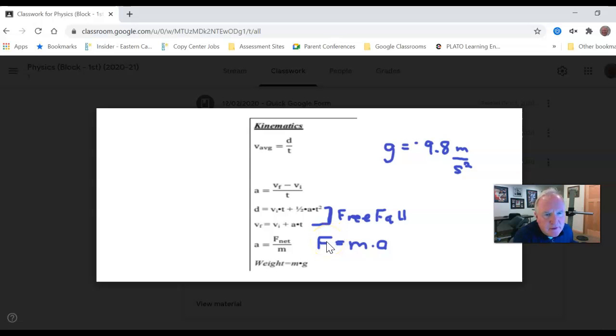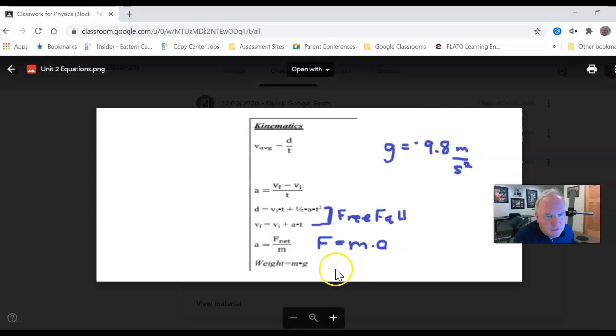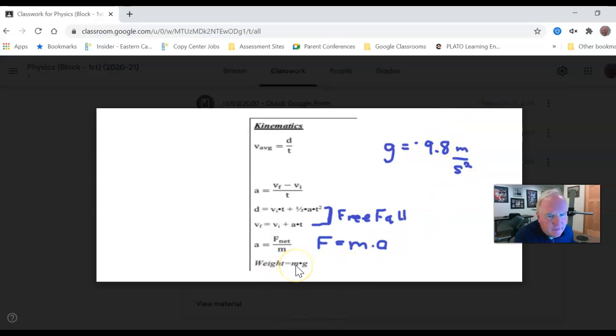Okay. The next thing, weight. Whenever you're asked for weight, remember there's a weight equation on your equation sheet. Weight equals mass times g, or gravity. Gravity is negative 9.8. And so when you get weight, you can't have a negative mass, so it's a positive number times a negative number. You'll get a negative weight, meaning a downward force down.